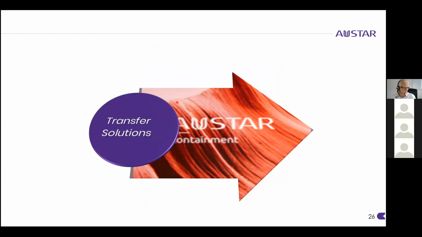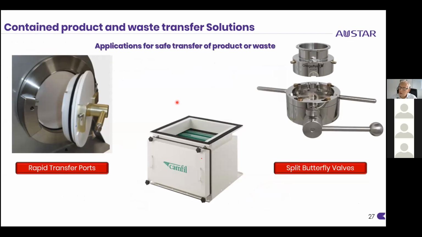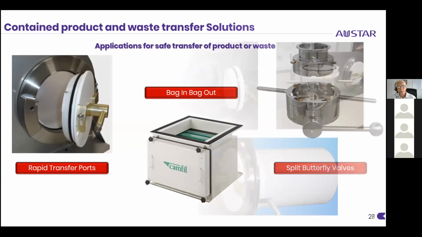Okay, so now we'll talk about another part of containment, which is transfer solutions. Transfer solutions are designed for product and/or waste transfer. The types we have are rapid transfer ports and split butterfly valves, some manual, some automated, and also, as we talked about earlier, bag in, bag out filters. It stops technicians being contaminated with toxic products.